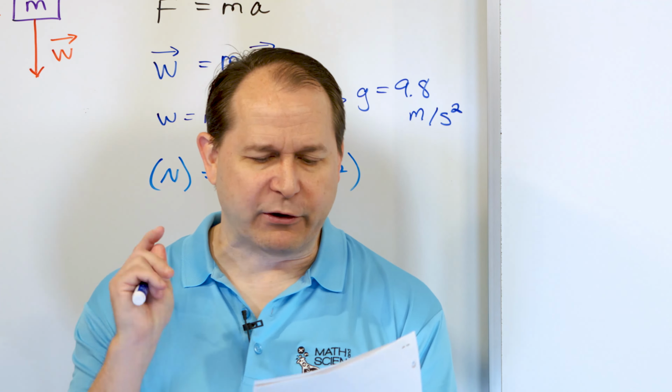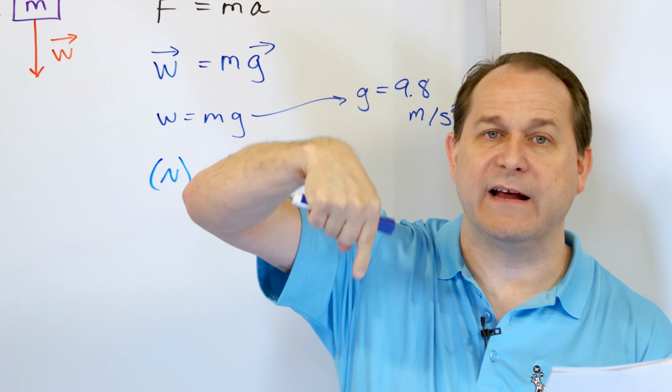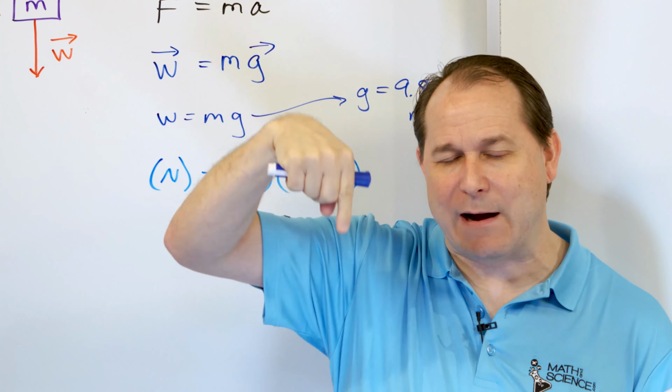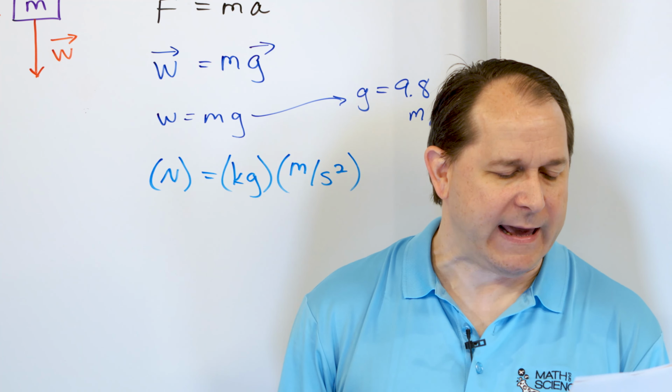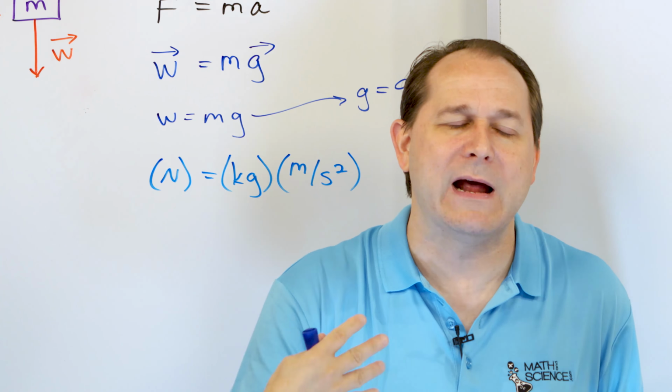All right, so let me just go through my notes and make sure. Since G acts down, the acceleration due to gravity acts down, then the weight also acts in the downward direction. We already said that. And weight depends on the planet's gravity. We said that. If we go to the moon, I'm going to weigh less.